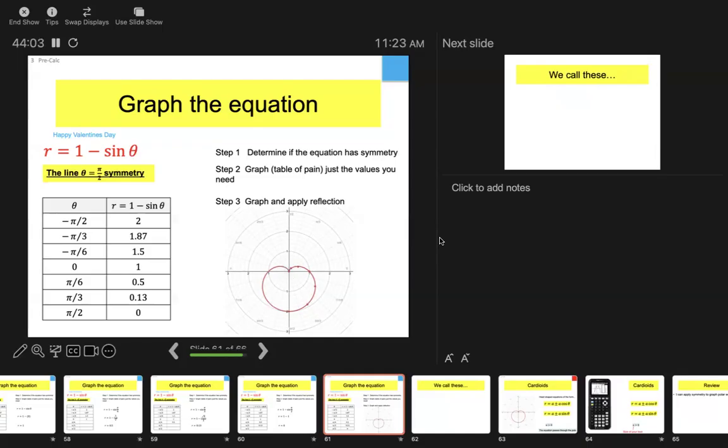All right, guess what? This has a name. Guess what it's called? Heart just doesn't sound too mathy. Is there a more scientific word for heart?